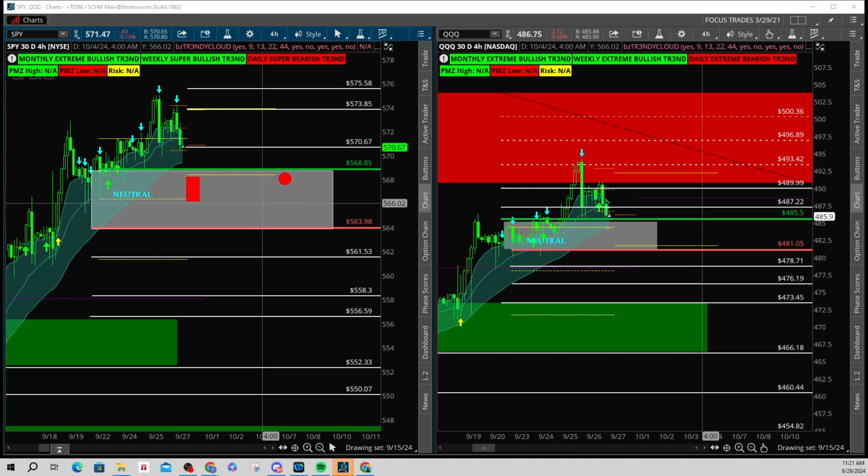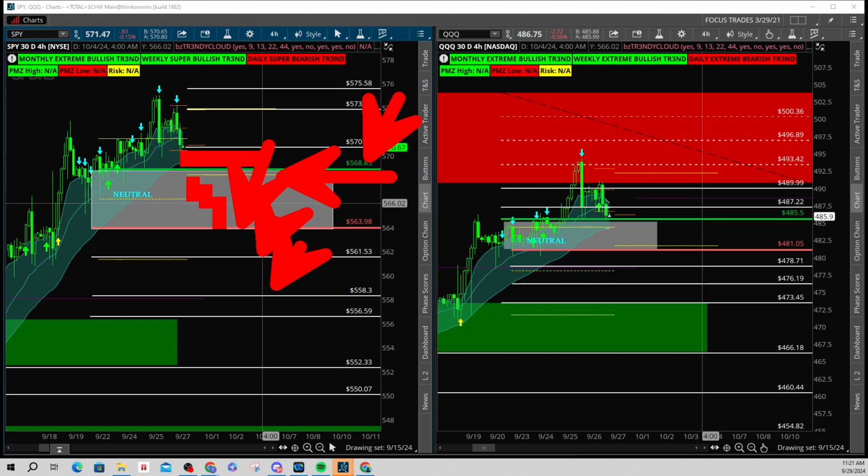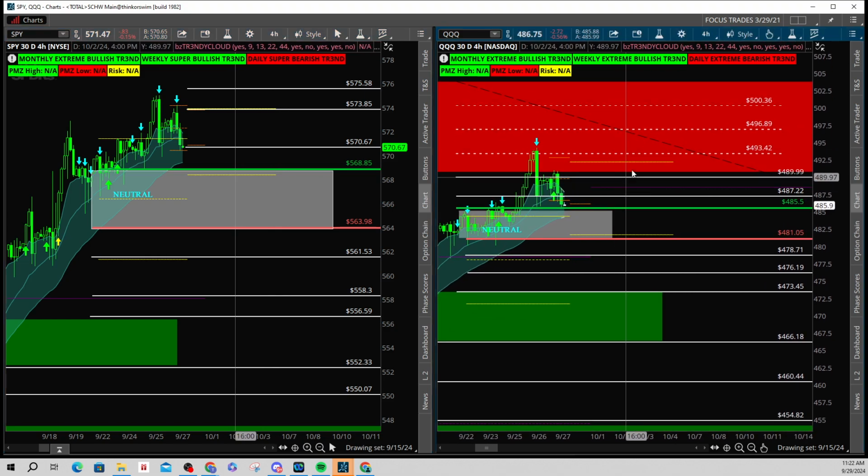approach is being short underneath this level, this 568.85, and having your stops above here and then trading to the downside and then covering at any level that you see. So there. Okay. Let's go over here into the QQQ. We hit the trendy supply zone here. We came up and hit target 3.